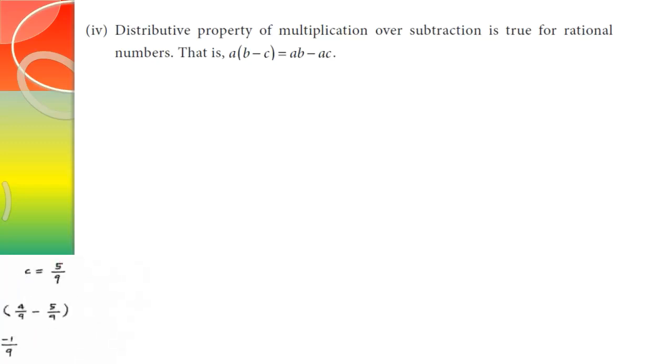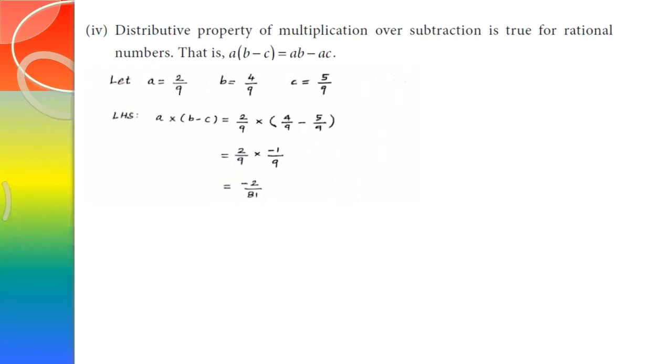In this question, let A be 2 by 9, B be 4 by 9, C be 5 by 9. Check out the left side, A into (B minus C), that is 2 by 9 into (4 by 9 minus 5 by 9). Subtracting the bracket values, we get minus 1 by 9. So 2 by 9 into minus 1 by 9, the answer is minus 2 by 81.